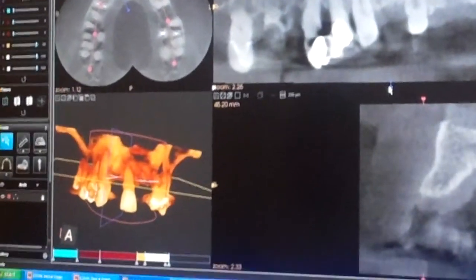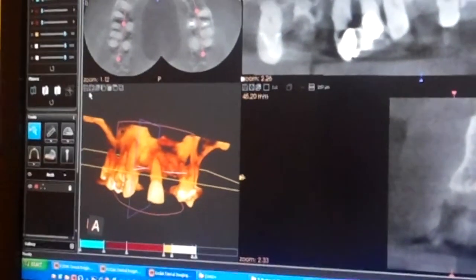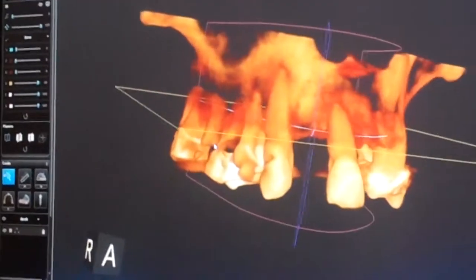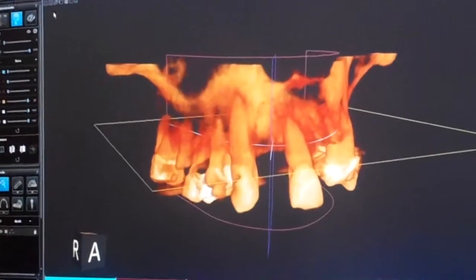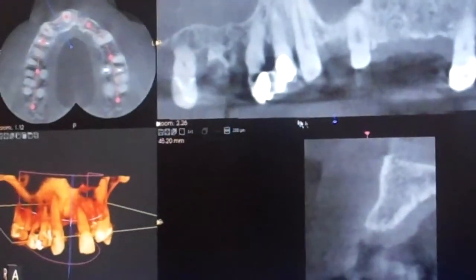new teeth. And so this is a cone beam CAT scan, and a cone beam CAT scan allows us to take a three-dimensional x-ray of his jaws and see where the problems are, and not only that, but to help us identify where the good bone is.